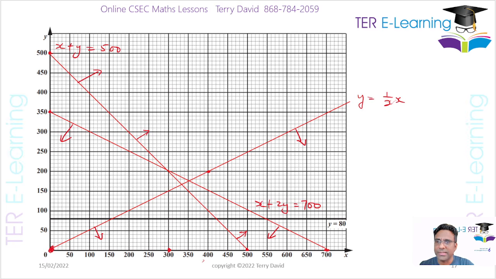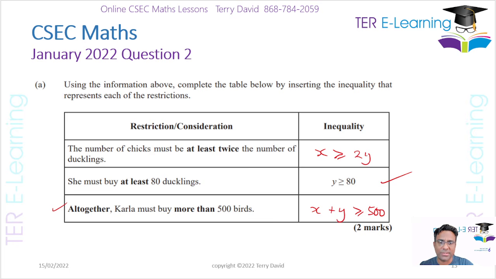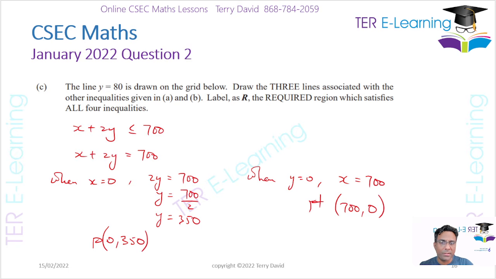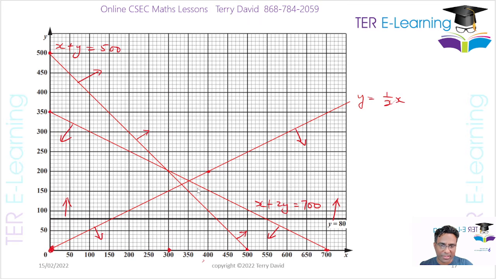And the last inequality was, what's the one with the 80? y is greater than or equal to 80. That one is easy: anything above this line here. So I've drawn all the lines, but I need to shade the correct region that they want me to shade. They said to label R the required region which satisfies all 4 inequalities. Based on that information, the region we're talking about here is this. This is R. And let me use a different color here so we can see R clearly.